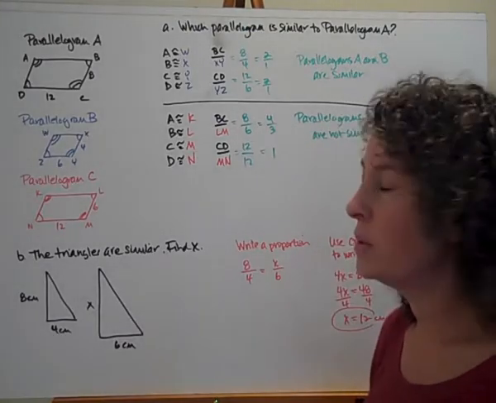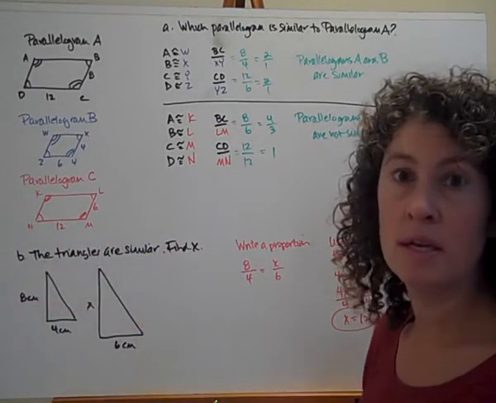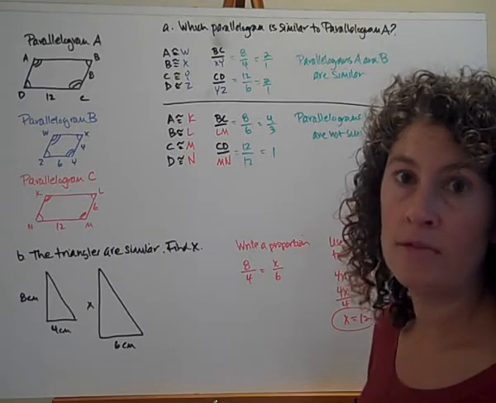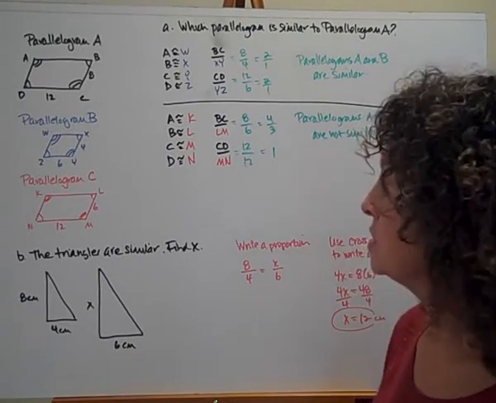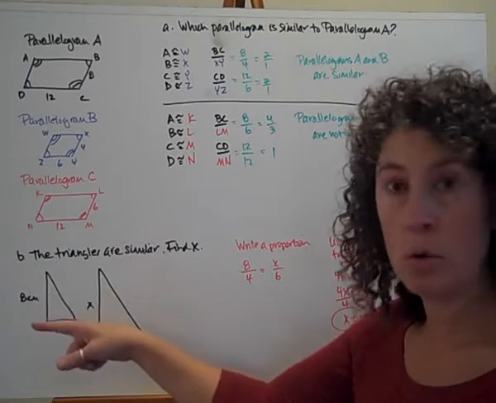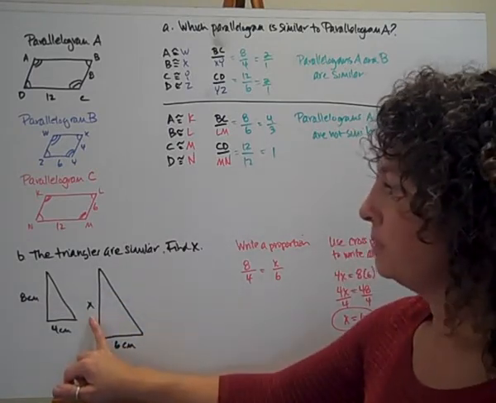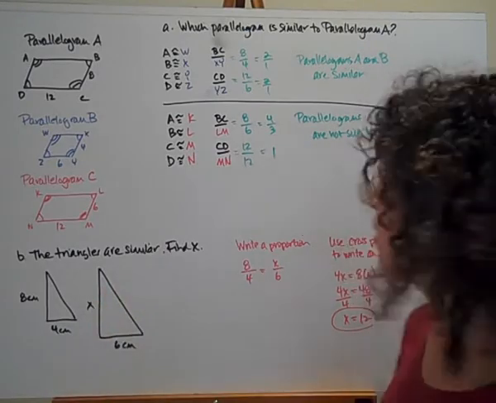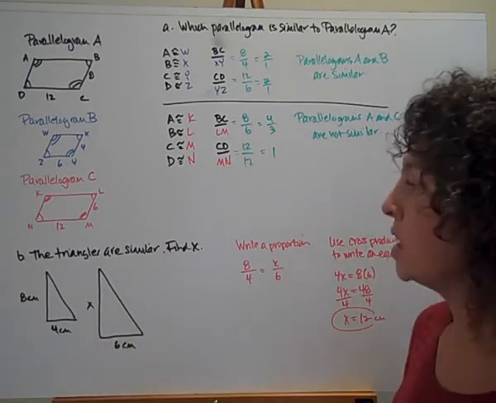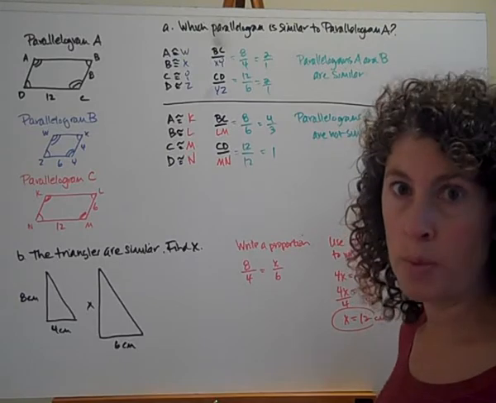How else can we use our similar figures? If we know they're similar, we can use that fact to find out missing measures. So the triangles are similar. They've already told us that. They would like us to find x. So here's our missing x here. We're going to set up a proportion. So the first thing to do is write a proportion. And we're going to put corresponding sides with corresponding sides.